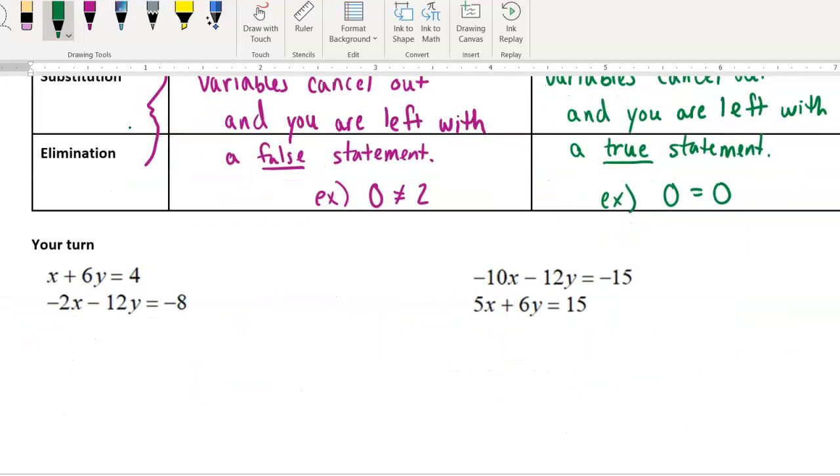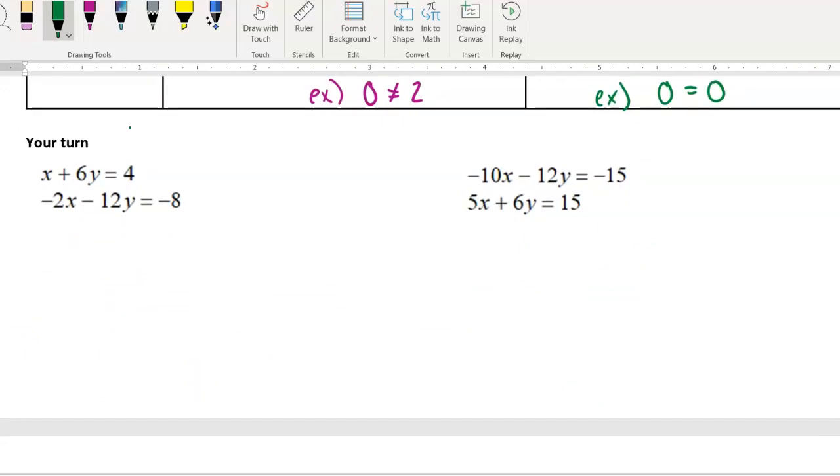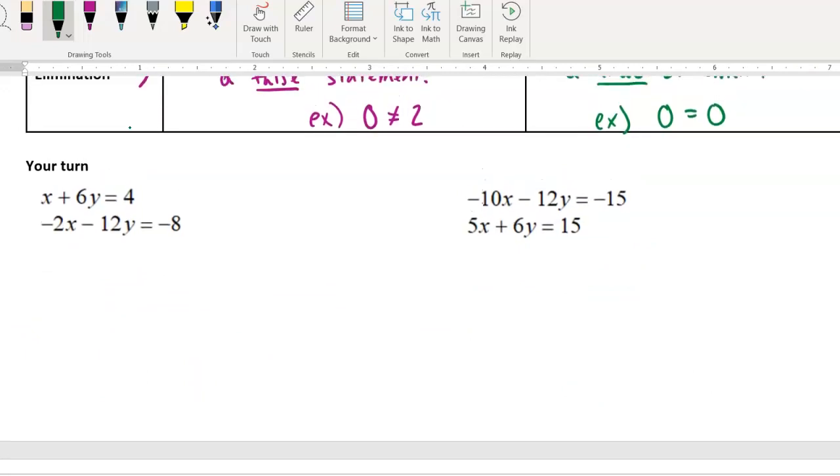So let's try that out again. We're not gonna graph these. We're gonna solve either by using substitution or elimination. So let's look at this first one. I'm gonna do with this first one, actually both of these, I prefer elimination. So if I'm ever given the choice, I'm gonna use elimination.